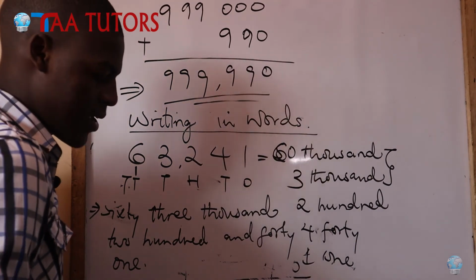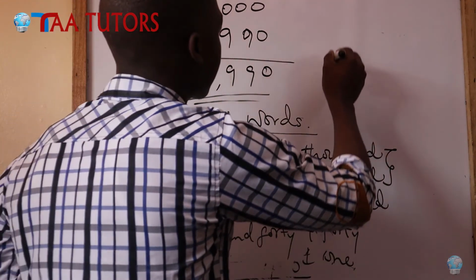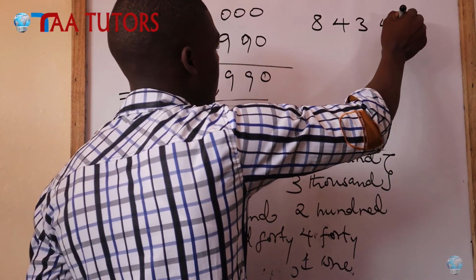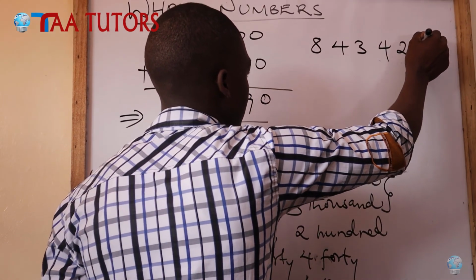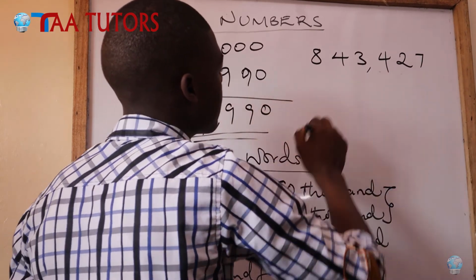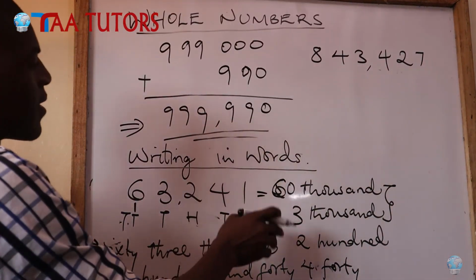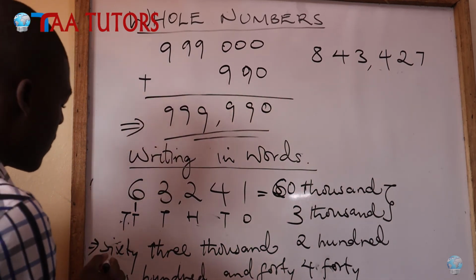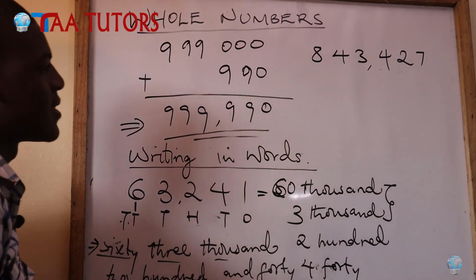You can try a number like this one. We will first identify their place values. After place value, now we do it this way, as simple as that.